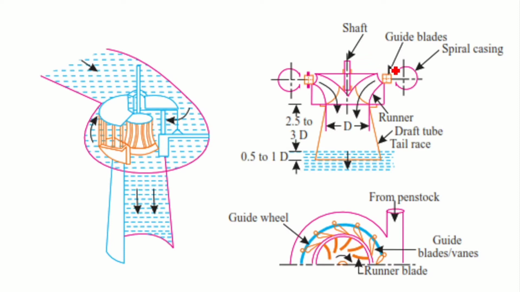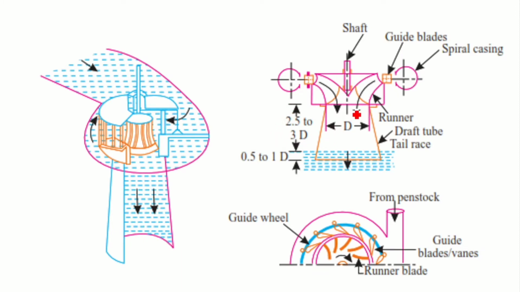Here there is a spiral casing. The entire turbine blades and guide vanes are covered by a spiral casing whose area is decreasing. At the inlet, the area is large, and as it moves, the area gets reduced. So this is a schematic representation, and various dimensions are given here.